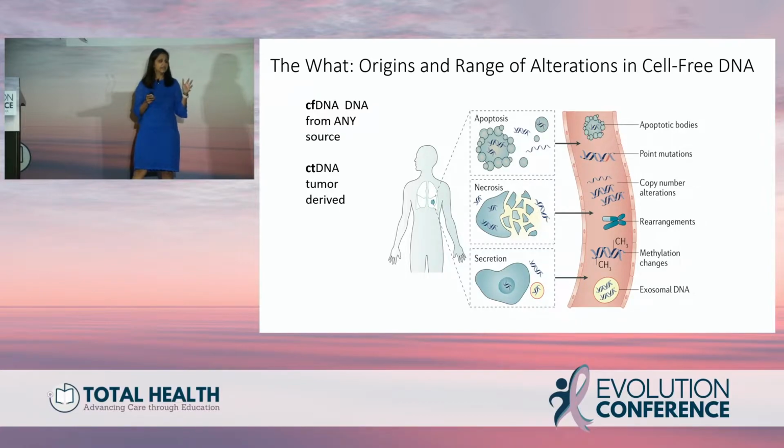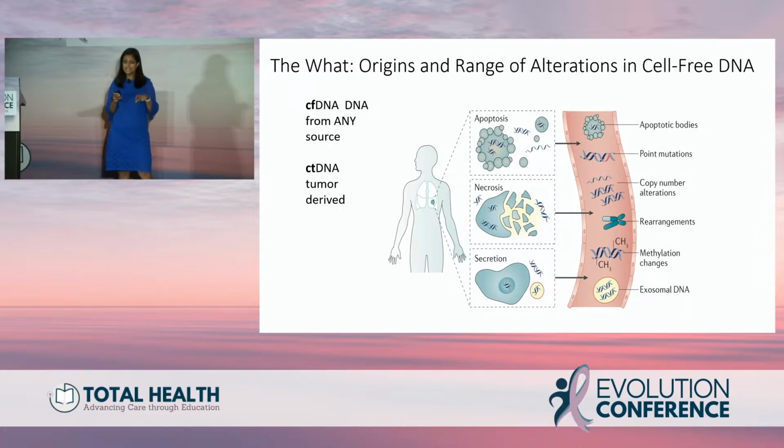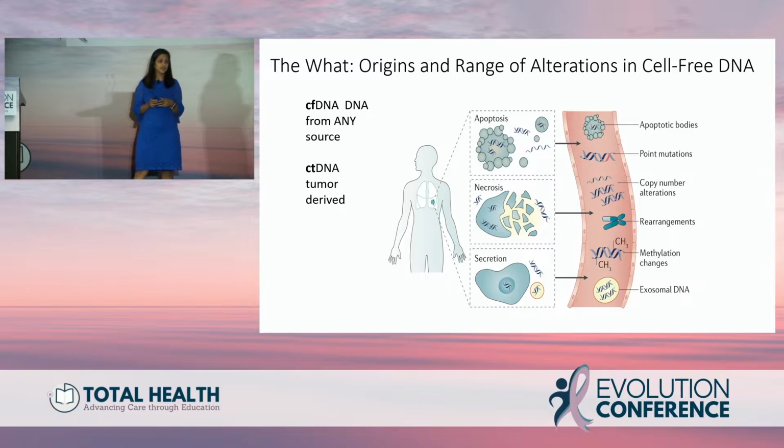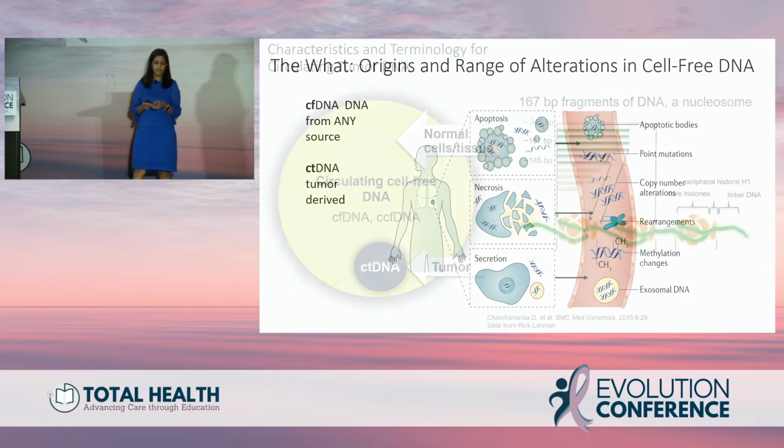Cell-free DNA is basically from any source. All of us sitting here today are turning over our cells constantly. And in that turnover, even your normal cells are releasing circulating cell-free DNA. But ctDNA is the tumor-derived component of that cell-free DNA. And with circulating tumor DNA, we can actually get a whole range of alterations in the blood. So we can pick up point mutations, copy number alterations, rearrangements, methylation changes. A really nice technology that we're now starting to harness the power of to learn a lot from cell-free DNA and circulating tumor DNA in oncology.